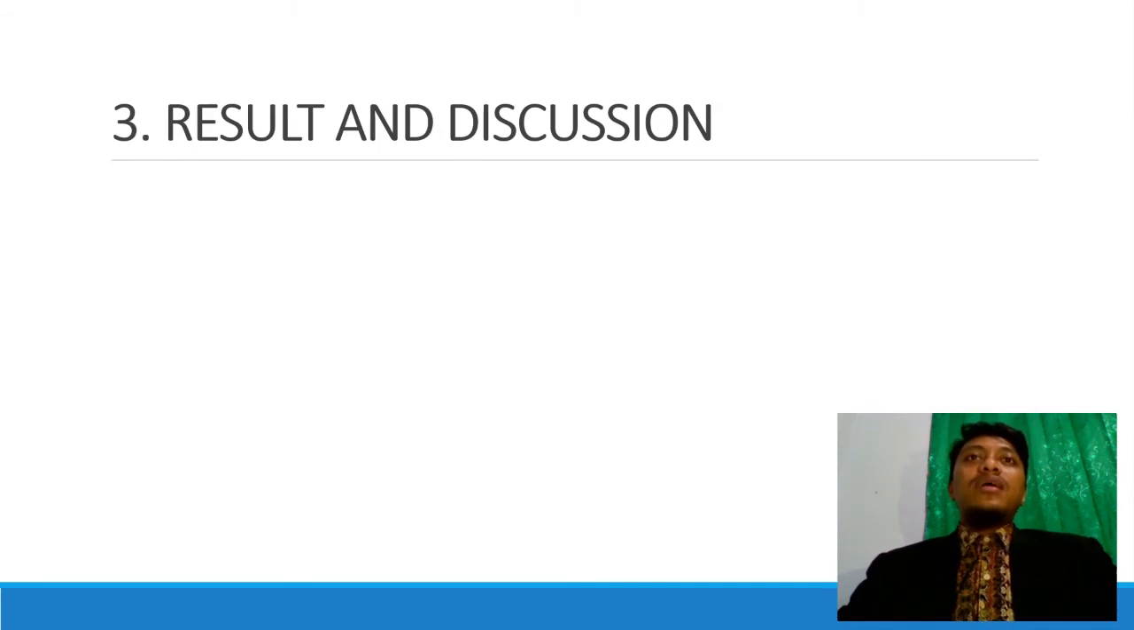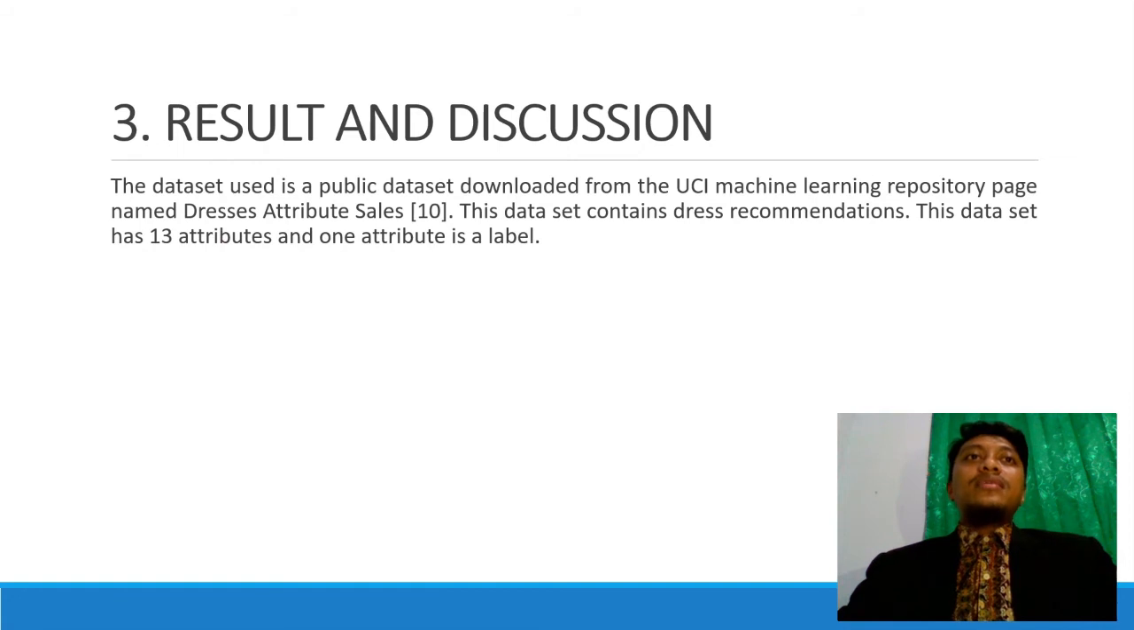Number 3, result and discussion. The dataset used is a public dataset downloaded from the UCI machine learning repository page named dress attribute sales. This dataset contains dress recommendation. This dataset has 13 attributes and one attribute is a label.